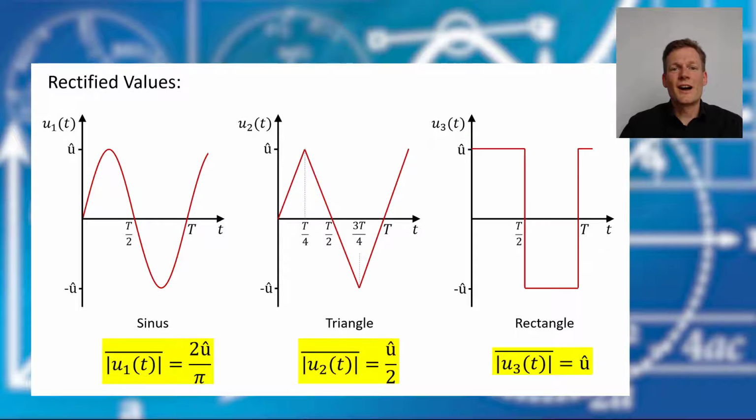And again, here are the results for our 3 different voltage shapes, and you should know these 3 values. You should know how to calculate it, but more important is that you know these 3 results of the calculations.